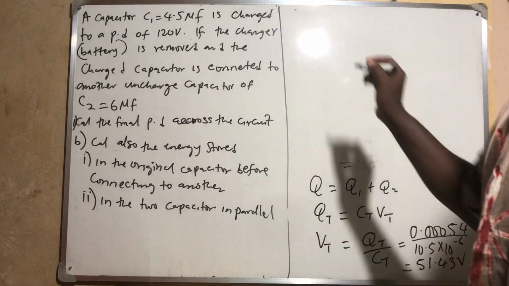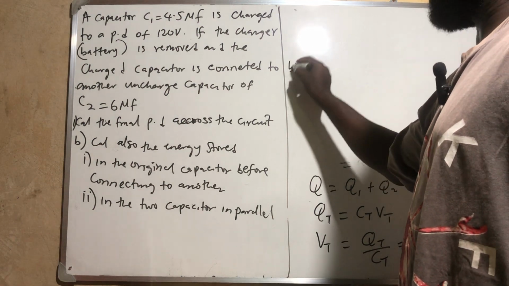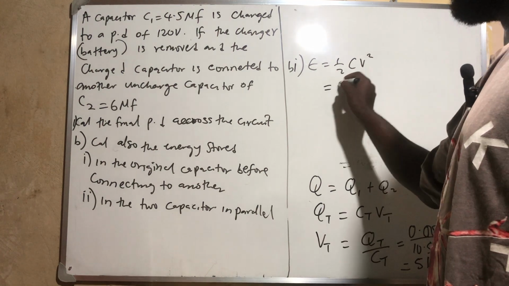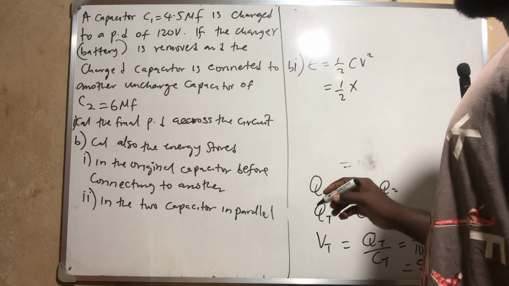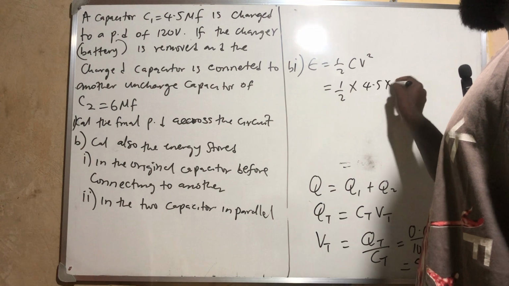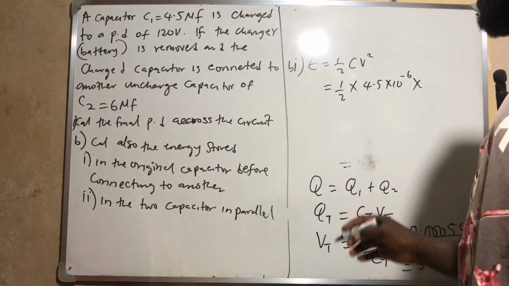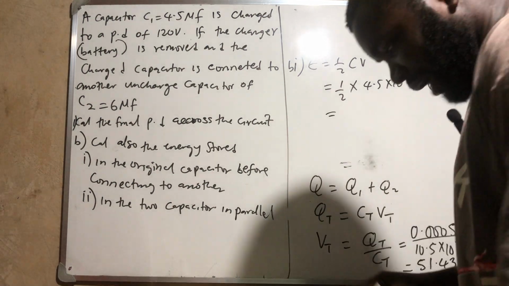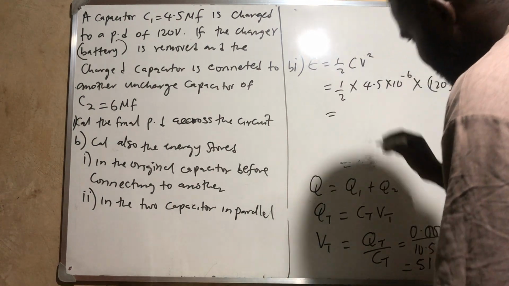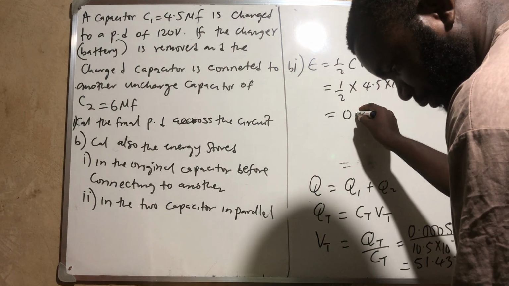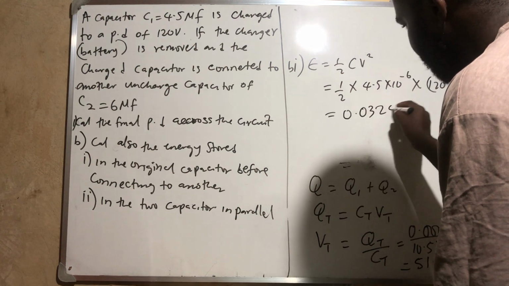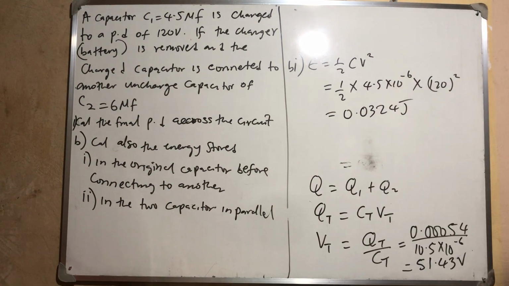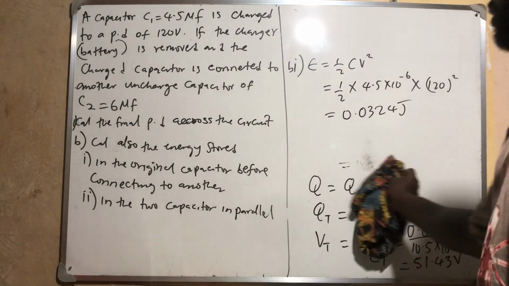So let me come down a bit. My E is equal to 1/2 CV squared, which is what? 1/2 times 4.5 times 10 raised to the power minus 6, then times what? 120 squared. So what do I have? If you solve everything there, you'll be having 0.0324 joules. All right, so this is the energy stored in the initial capacitor.